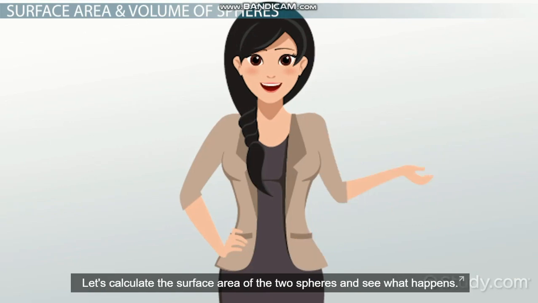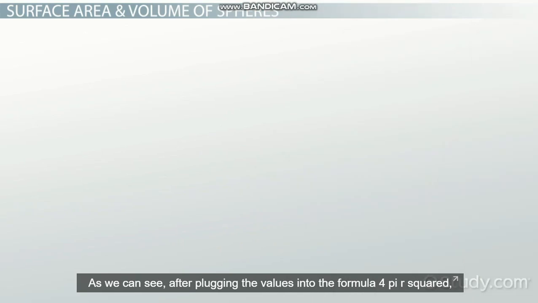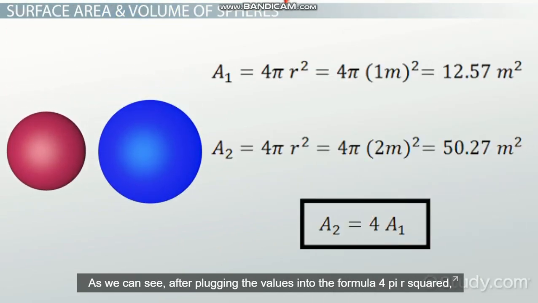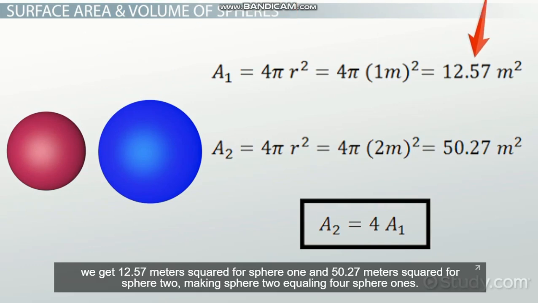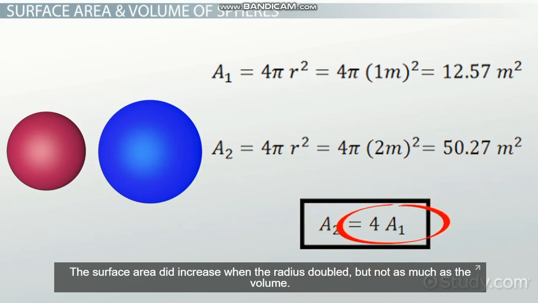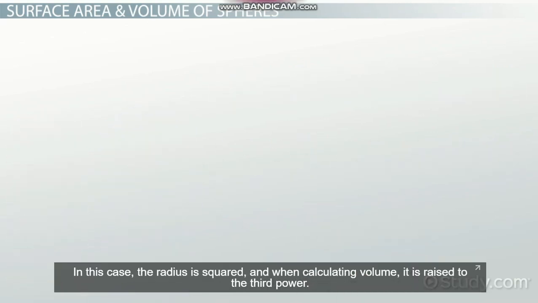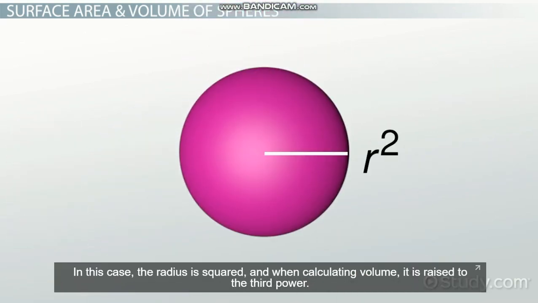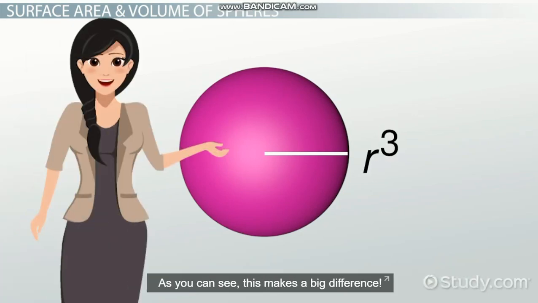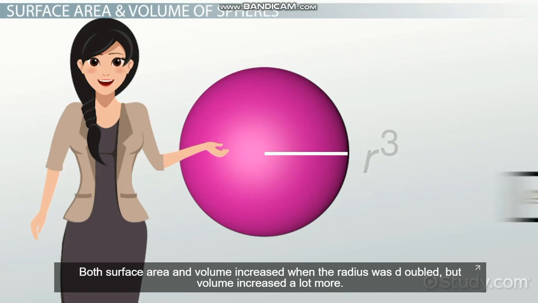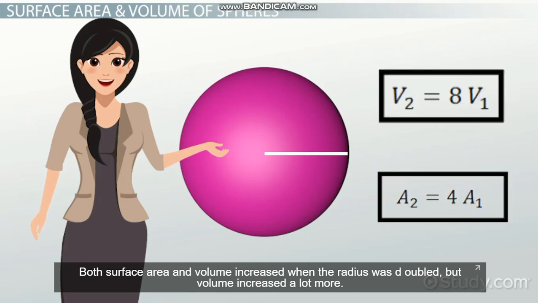Let's calculate the surface area of the two spheres and see what happens. As we can see, after plugging the values into the formula 4 pi r squared, we get 12.57 meters squared for sphere 1 and 50.27 meters squared for sphere 2, making sphere 2 equal 4 sphere 1s. The surface area did increase when the radius doubled, but not as much as the volume. Can you guess why that happened? In this case, the radius is squared, and when calculating volume, it is raised to the third power. As you can see, this makes a big difference. Both surface area and volume increased when the radius was doubled, but volume increased a lot more.